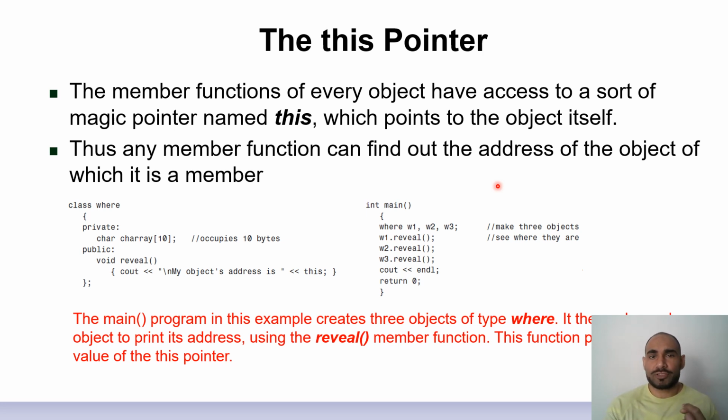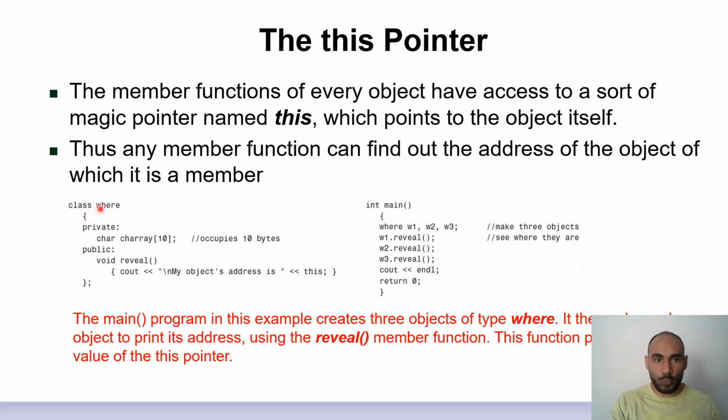The member functions of every object have access to a sort of magic pointer named this, which points to the object itself. So this is a keyword and this refers to the object itself. Thus, any member function can find out the address of the object of which it is a member. What does that mean? Let's look at this program.